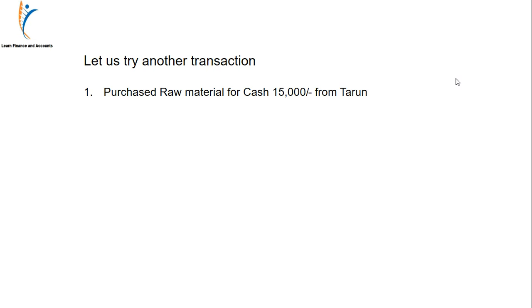Okay, clear? Now let us go to another transaction: returned raw material worth 5,000 to Tarun and received cash. We had earlier purchased raw material of 15,000. Now from that 15,000 raw material we have seen that raw material of about 5,000 is not up to the quality. So we go to Tarun and we return that raw material. We don't require this, it is not of good quality. And we take cash back from Tarun.